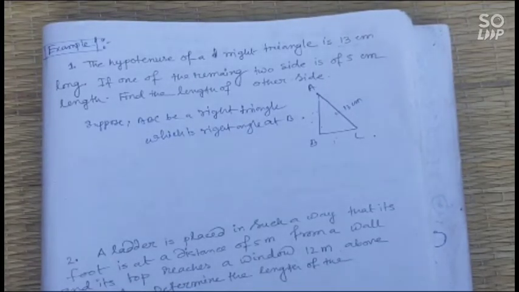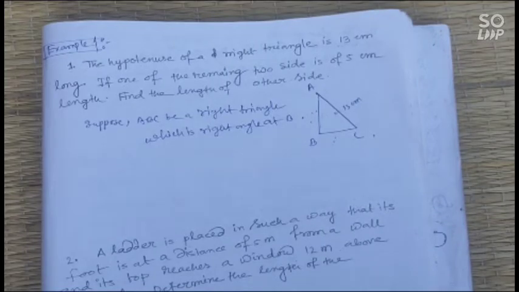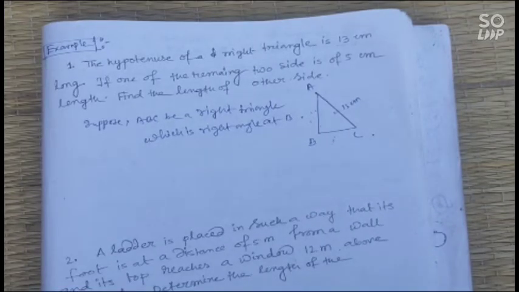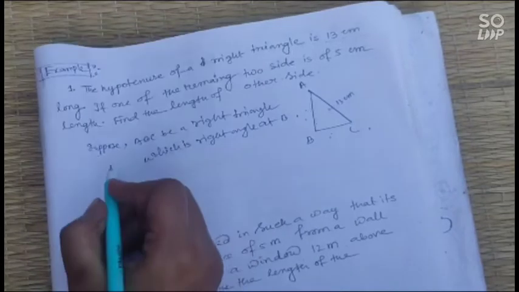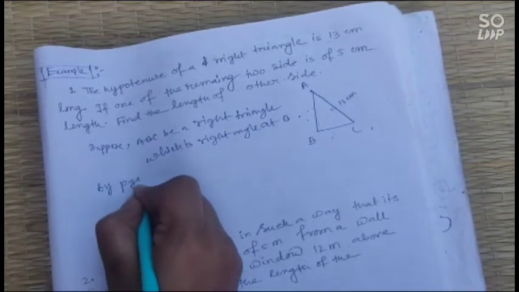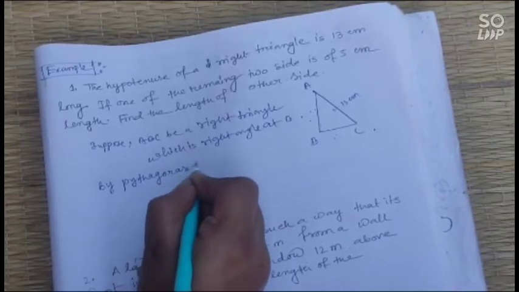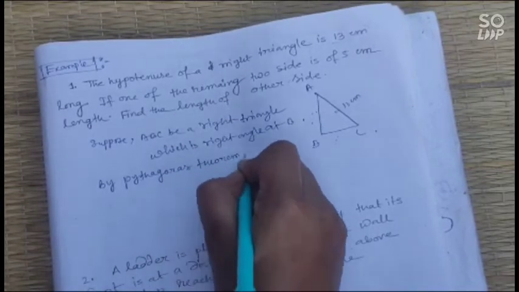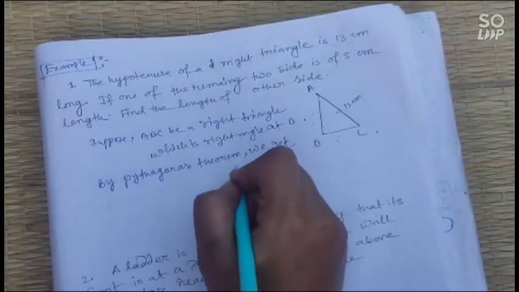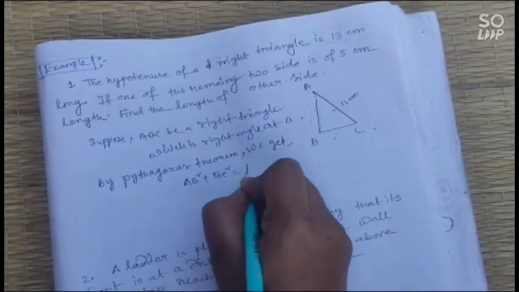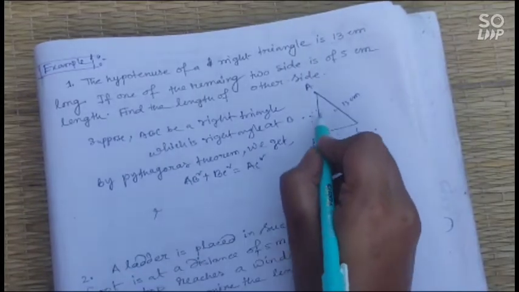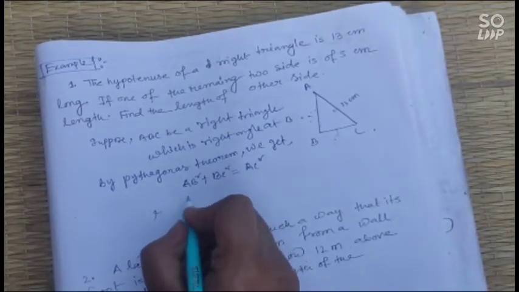You know that by Pythagoras theorem, the square of the hypotenuse is equal to the sum of the squares of the remaining two sides. So by Pythagoras theorem we get AB square plus BC square equal to AC square.